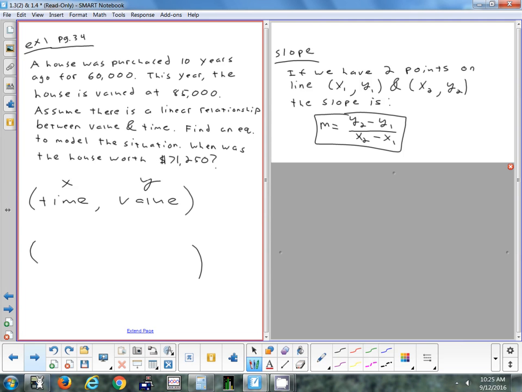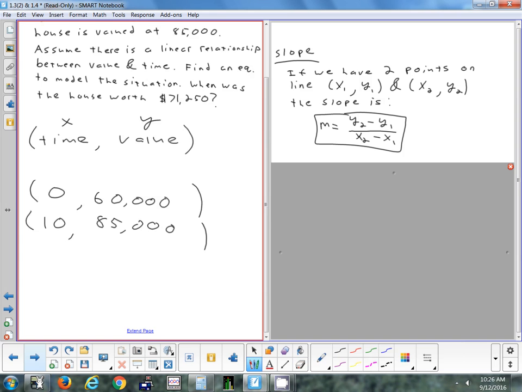Okay, so the first one says a house was purchased 10 years ago for $60,000. Let's look at that as our initial starting point. $60,000, that's the initial starting point. What do you think I would let x be? Yeah, so before any time went by, the house was worth $60,000. After 10 years went by, the house was worth $85,000. So basically, I have 2 points.